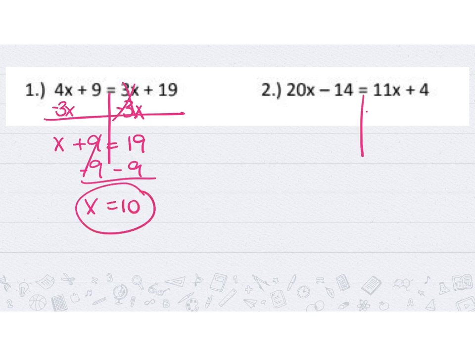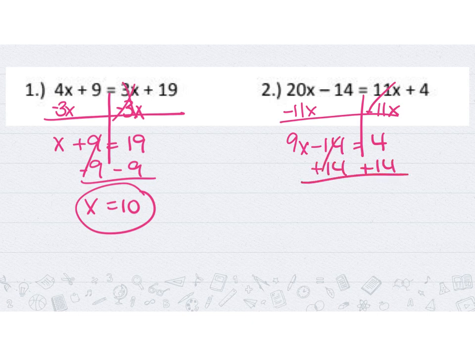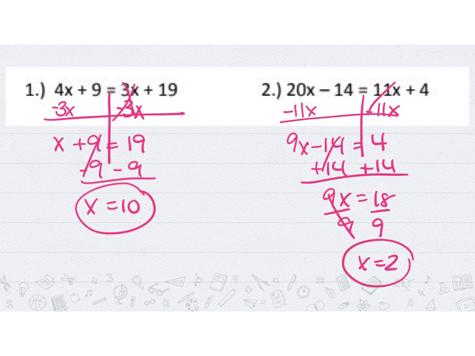For the next one, I'm going to choose to subtract 11x. 9x minus 14 is equal to 4. Add 14 to both sides. You get 9x is equal to 18. Divide both sides by 9. X is equal to 2.